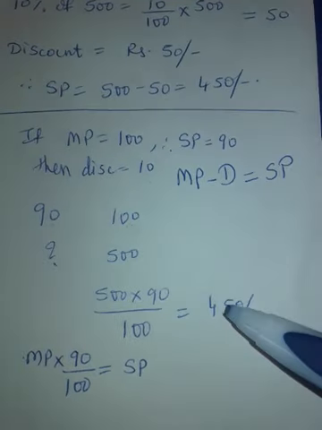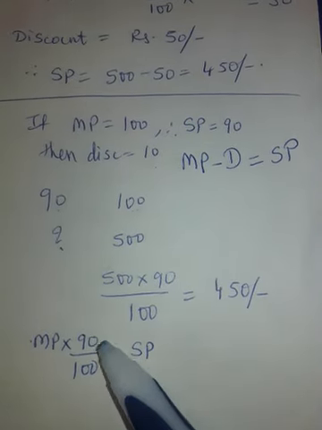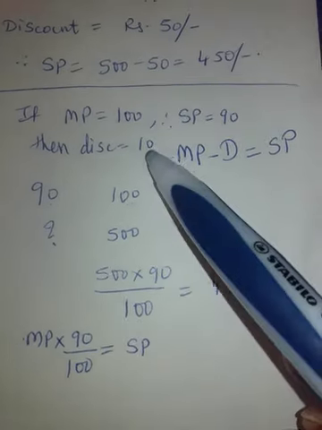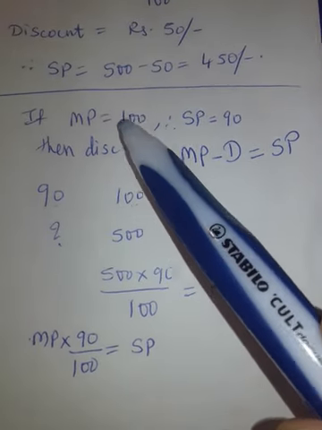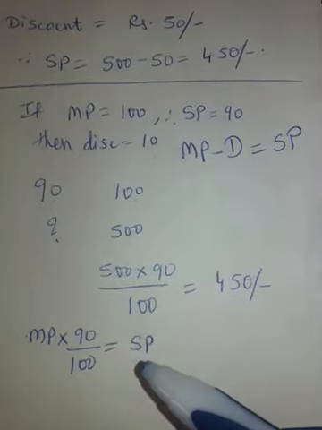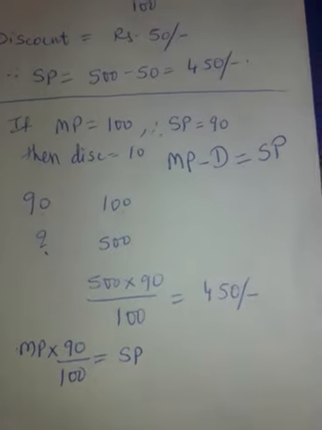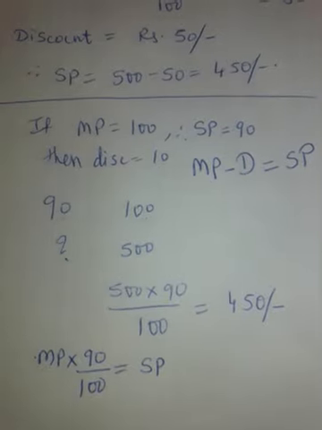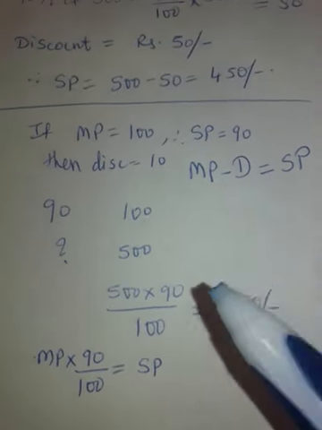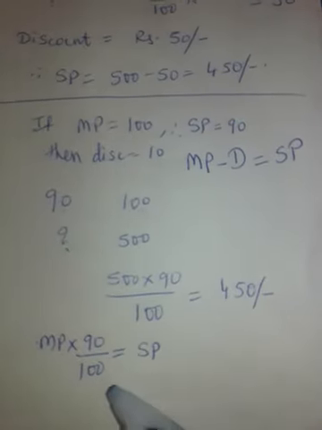See the first example that we solved just now. SP is equal to MP into 90 upon 100. When discount was 10%, what did we do? Discount is 10, so subtract it from MP. 100 minus 10, it is 90. And discount is always on mark price, like profit and loss is always on cost price. Similarly, discount is always on mark price. So whenever it is 10% discount, MP into 90 upon 100 is equal to SP.